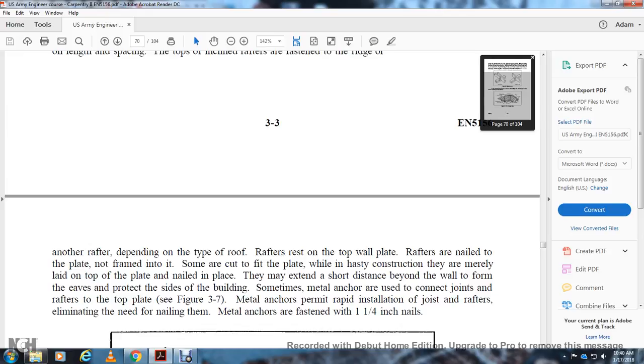The rafters are nailed to the plate, not framed to it. Some are cut to fit the plate, while in hasty construction they are merely laid on top of the plate and nailed in place. The rafter extends a short distance beyond the wall to form the eaves, which protect the side of the building.